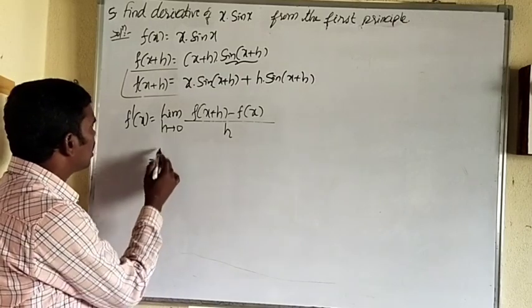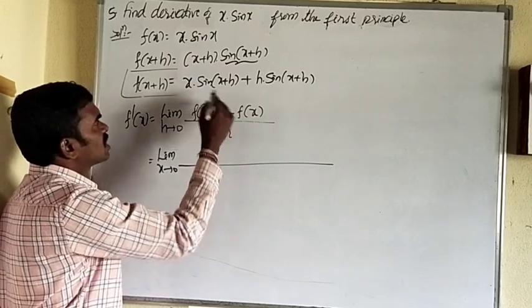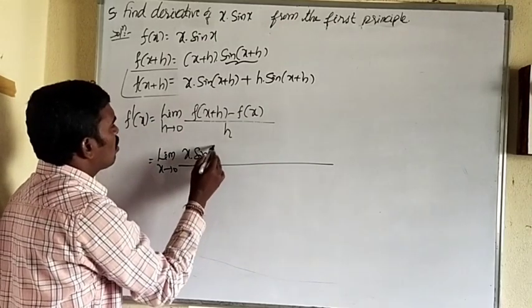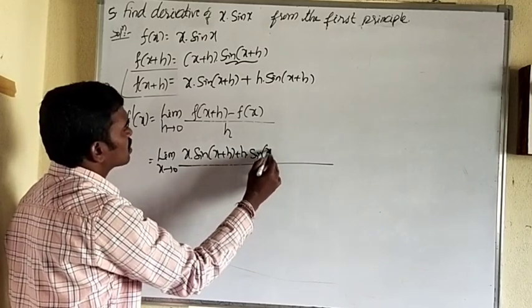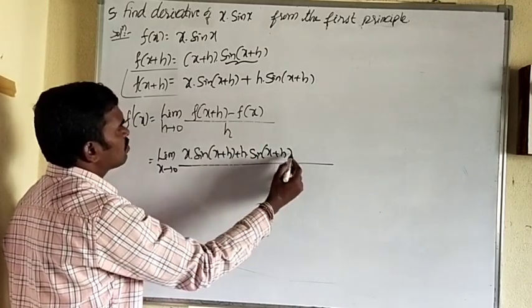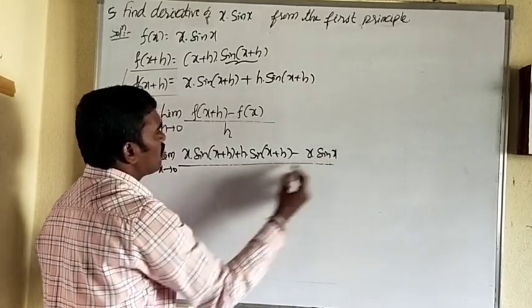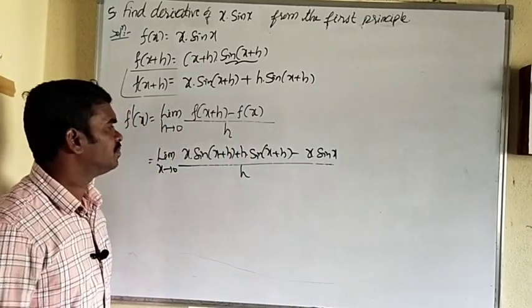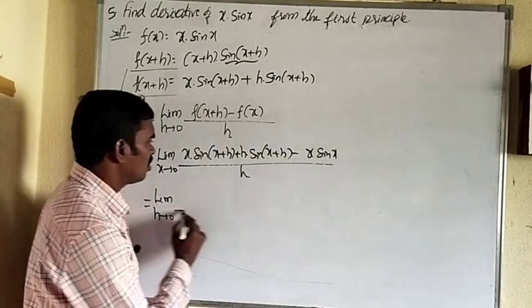Now take the formula and substitute in this formula. f of x plus h means x sin of x plus h plus h sin of x plus h, and then minus f of x, which means x sin x, all divided by h. Now, the limit h tends to 0.